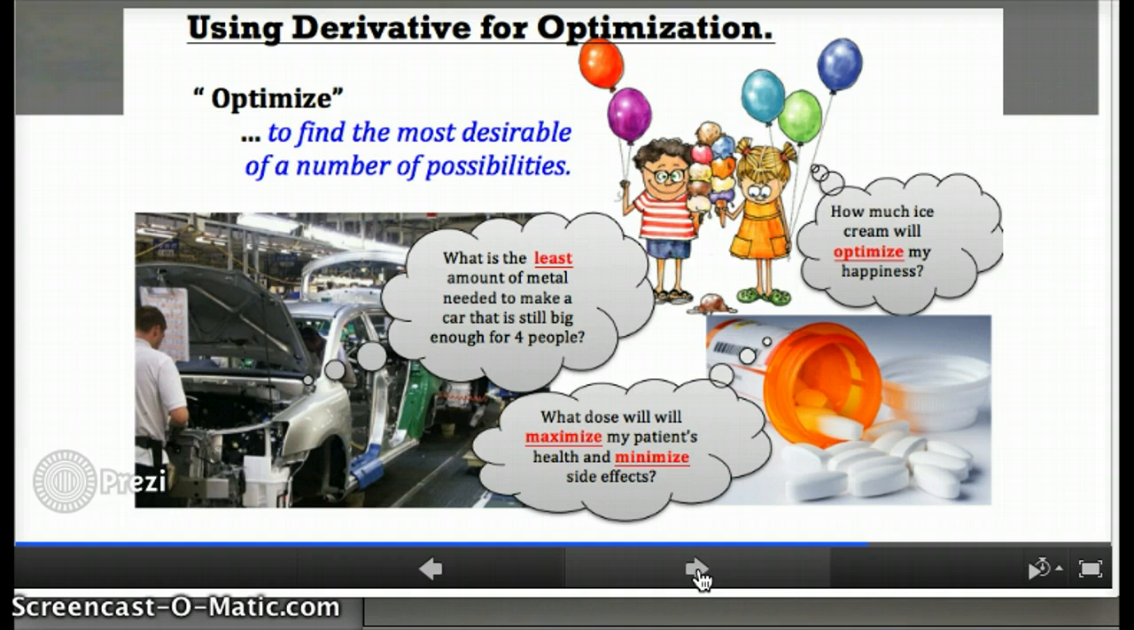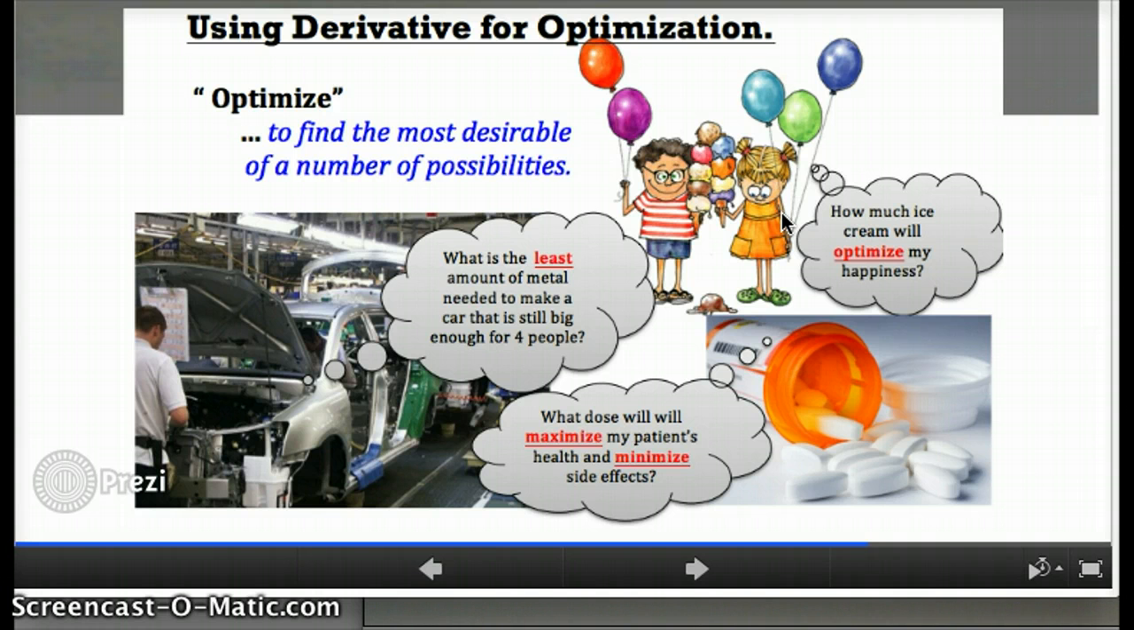So for example, let's suppose you love ice cream. You might ask the question, how much ice cream will optimize my happiness? When you ask that question, you're basically assuming that there's some ideal amount of ice cream. Too little ice cream and you won't have enough and you'll be sad. Too much ice cream, it'll make a mess on the floor and you'll also not be terribly happy. But somewhere in between, there's an ideal amount. To optimize your ice cream intake is to find that number that is the ideal amount.